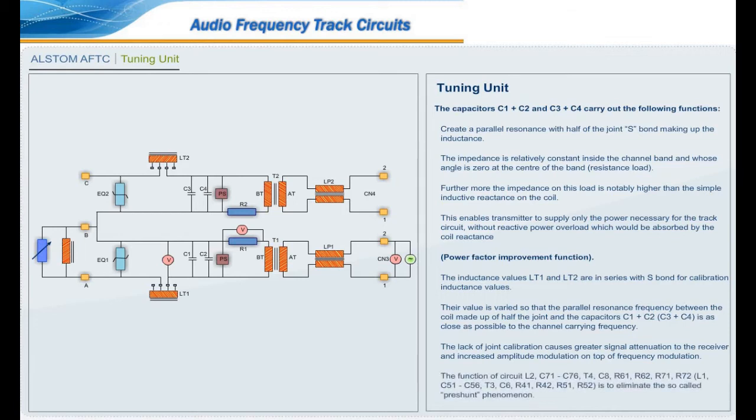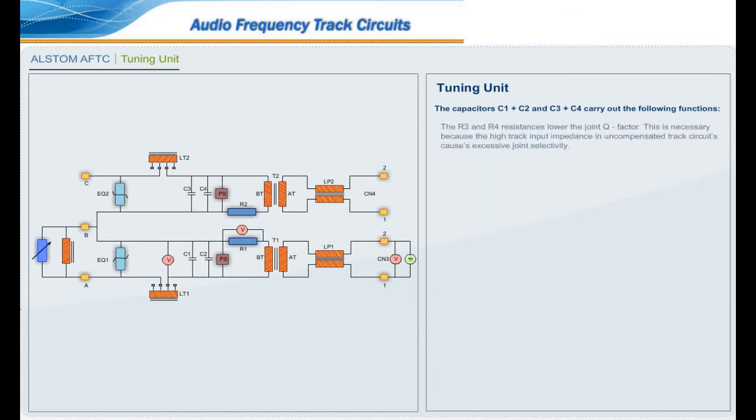The function of circuit L2, C71, C76, T4, C8, R61, R62, R71, R72, L1, C51, C56, T3, C6, R41, R42, R51, R52 is to eliminate the so-called pre-shunt phenomenon. The R3 and R4 resistance lower the joint Q factor.